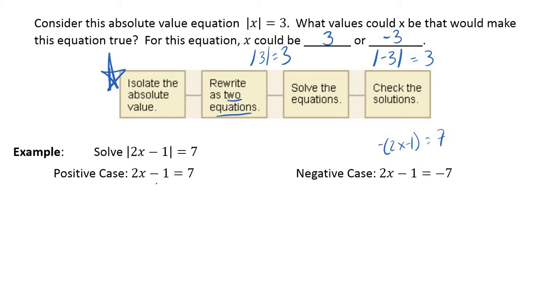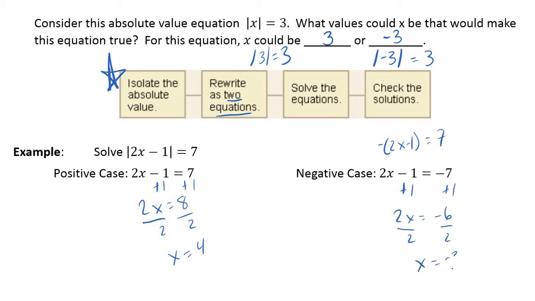So let's solve these two equations. Add 1, so 2x could equal 8. Divide by 2, looks like x could equal 4. Let's try this one. Add 1, notice the steps are going to be the same. So 2x equals negative 6, divide by 2, x could be negative 3. Let's check those just to verify.